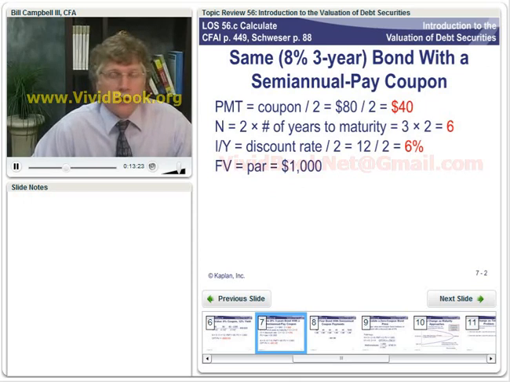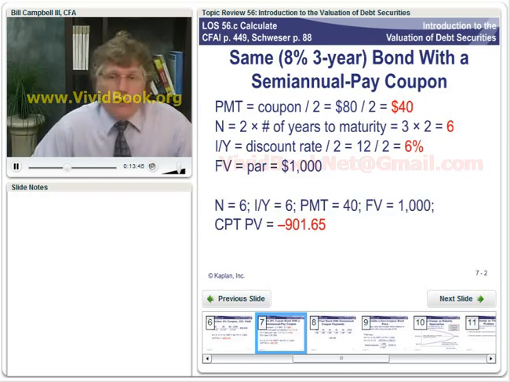So you have to make all of those adjustments so that all of your measurements are done for a half year. Your coupon payment is a half year, your time is measured in half years, your discount rate is appropriate for a half a year. Future value doesn't change, it's still par, it's still $1,000.